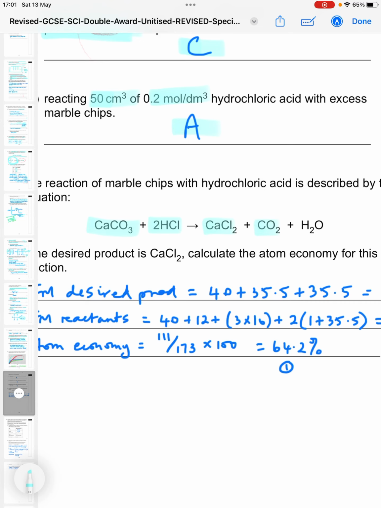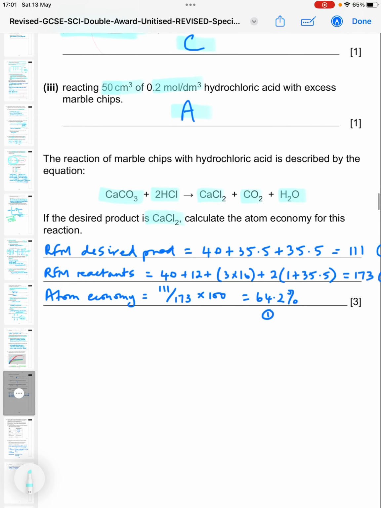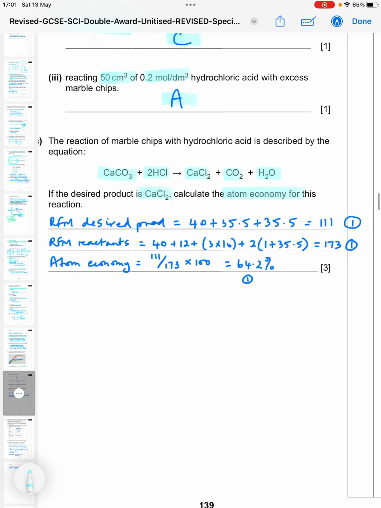Now, the reaction of the marble chips with hydrochloric acid is described by the equation that CaCO3 and 2HCl gives CaCl2 plus CO2 plus H2O. If the desired product is the calcium chloride CaCl2, calculate the atom economy for this reaction. So first mark there's for working out the formula mass of the desired product, which is the calcium chloride CaCl2. So calcium's 40 and each chlorine is 35.5, so you add those together, you get 111.